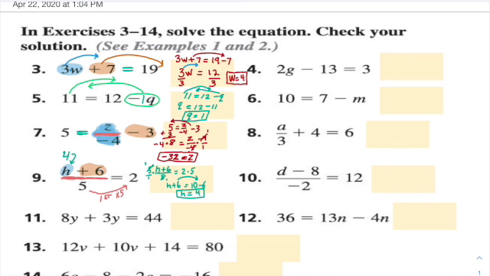So that is how that works. So it's a little bit different. So how is it different? Well, we had to get rid of the divide by 5 first by multiplying. And that was just in a different order than what we did in number 7 and that we've been doing in problems like that. Okay, so that means then on number 10, same setup.